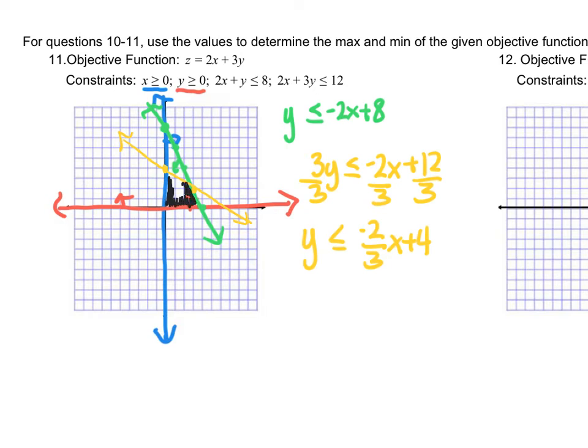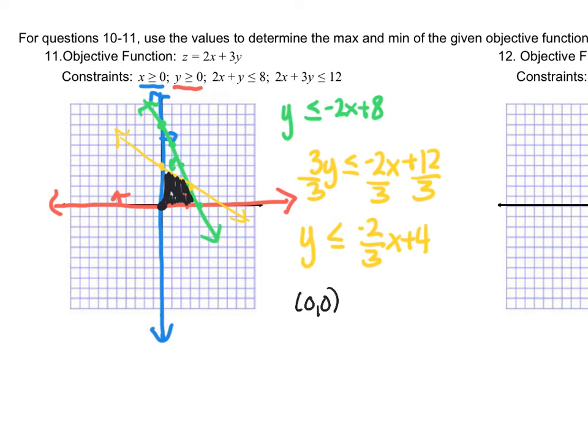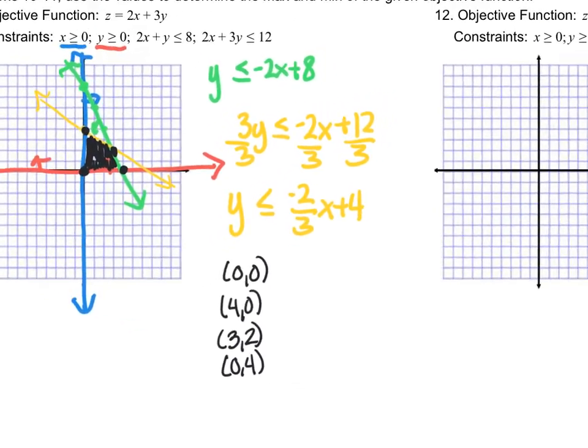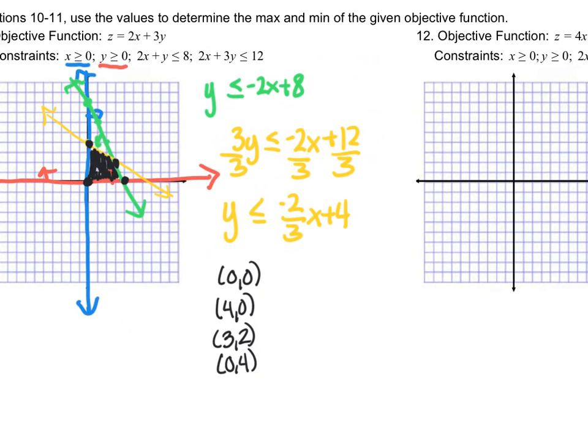Let's talk about all the points that make up the corners of this region. My first point is obviously 0, 0. My second point is 4, 0. My next point is 3, 2. And my last point around the shaded region is 0, 4. I'm going to take a moment and plug every one of those points into my objective function for x and y, and see which has the biggest number for my max and the smallest number for my min.